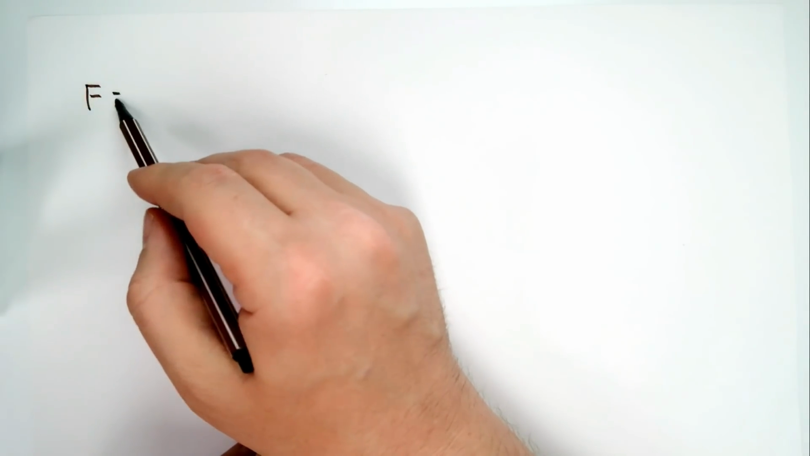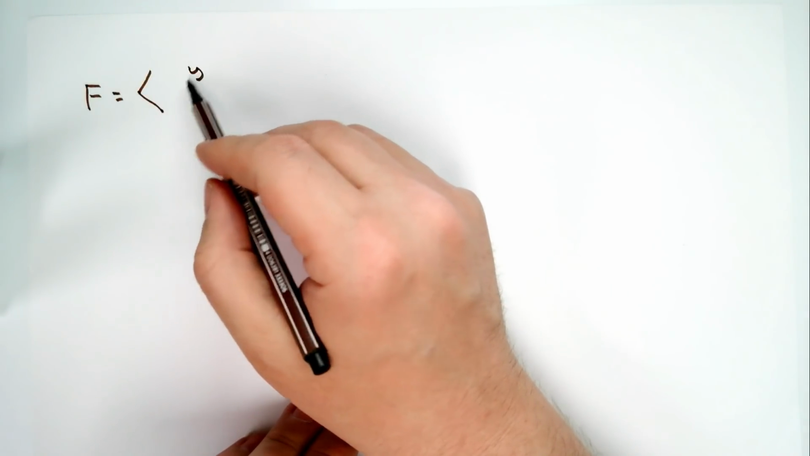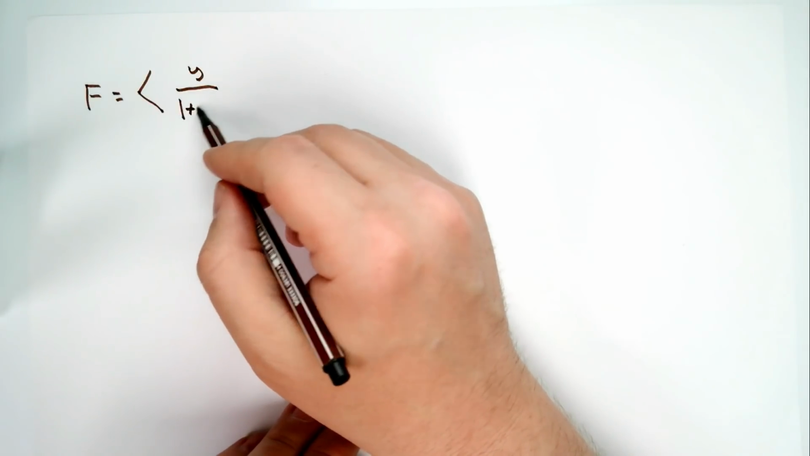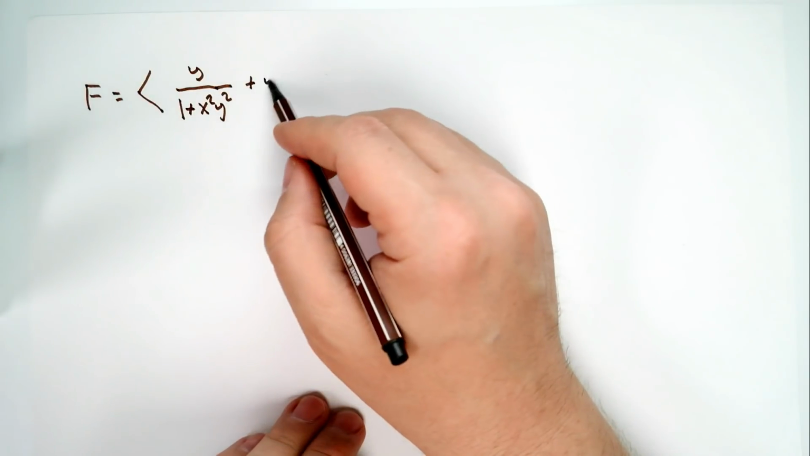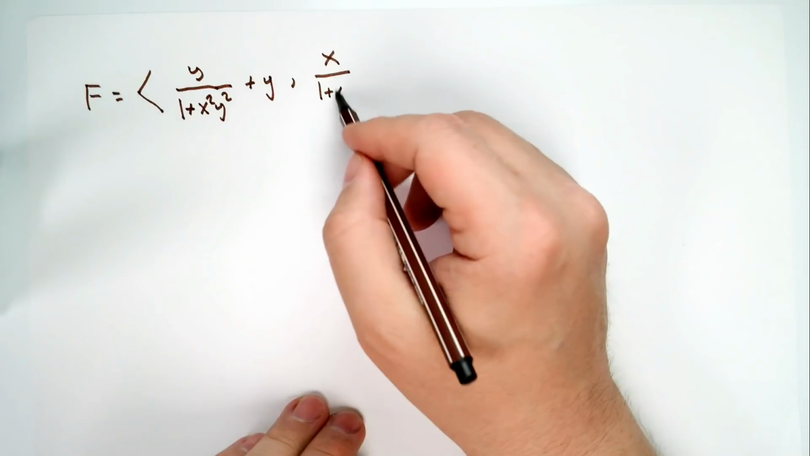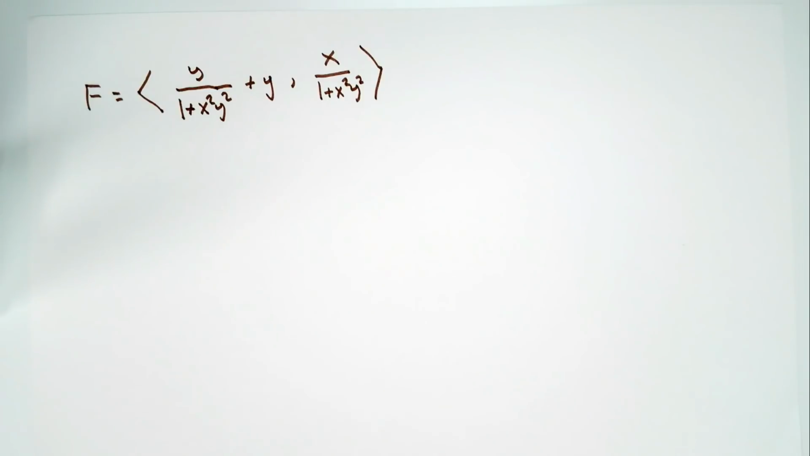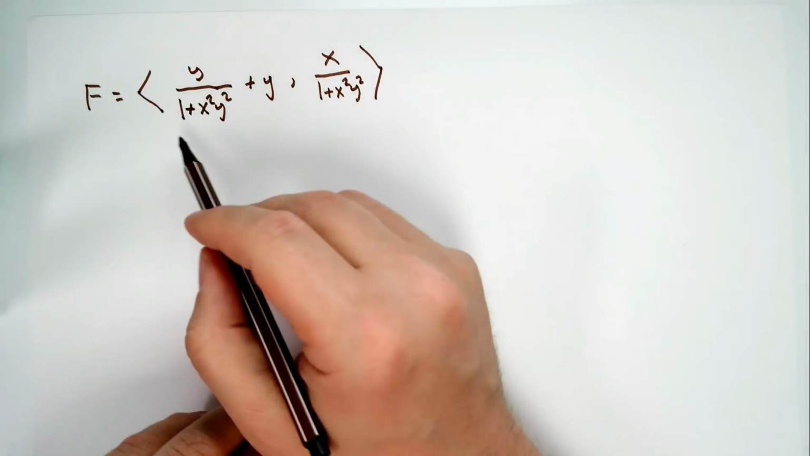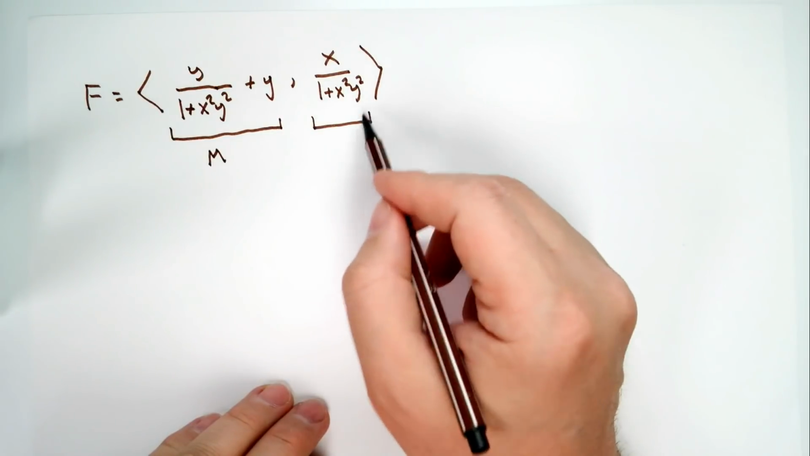So let's make our capital F function. And what should we make it? Well, let's make it y over 1 plus x squared y squared, comma, x over 1 plus x squared y squared. Now, I claim that this function is not conservative. Well, let's see. How can we prove that? Let's call this m, and let's call this n.